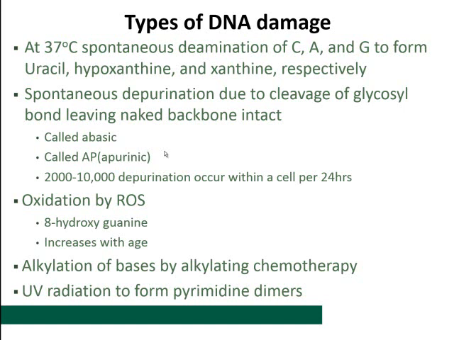That is one of the types of DNA damage, and then the one that we're all familiar with, and that is UV radiation to form pyrimidine dimers. And so the four different types are, again, spontaneous removal of purine bases from the DNA, oxidation with formation of 8-hydroxyguanine, alkylation of bases by chemotherapeutic agents, and formation of pyrimidine dimers by irradiation with ultraviolet light.